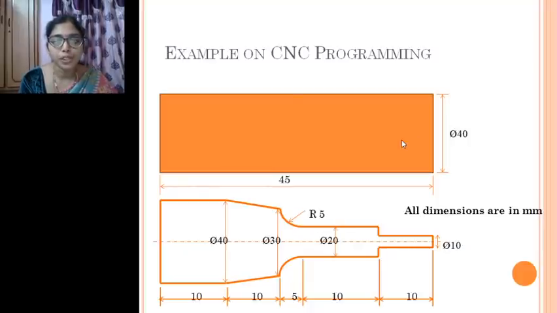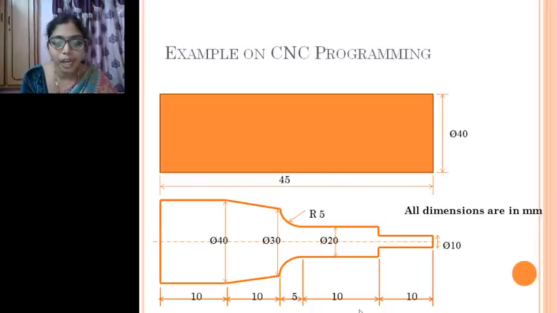So this is the job which has been given here. All the dimensions are in mm for this particular job. This is the initial cylindrical rod which is of 45 length and 40 diameter. This is the rod which has been given, and this is the final output that is required.